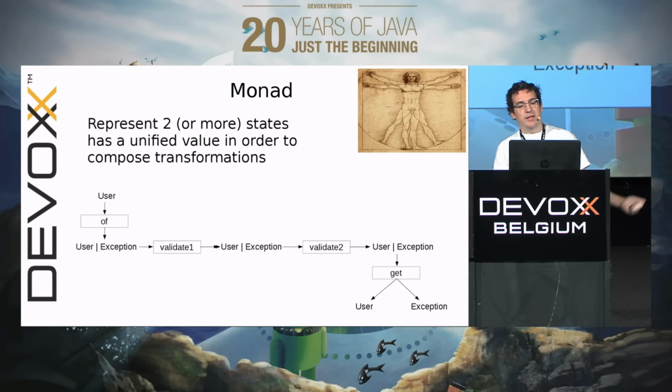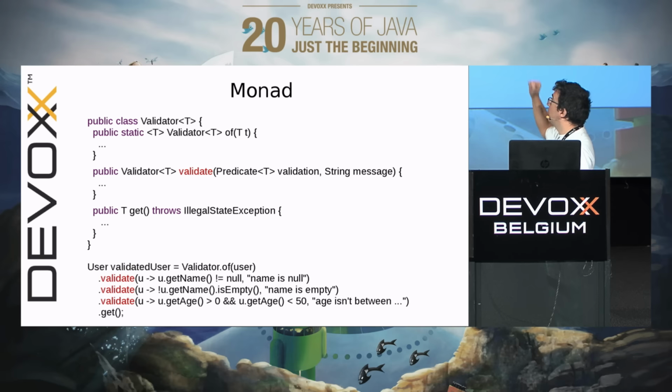So if I want to implement my monad design pattern, I will have something like this. I have a validator of T, and I have three operations. I have of, which is able from a T to create a validator of T. I have a method validate. Let's say this is a first signature. We will see how to have a better one. But basically, it takes a predicate and a message. The predicate is something that will check the T and return a Boolean to say if it's OK or not. Validation. I have a string just because it's better for a user to have a nice error message. And so if I do that, I'm able to chain my calls. On validator, I will just call of, then chain my validation, and at the end, call get.